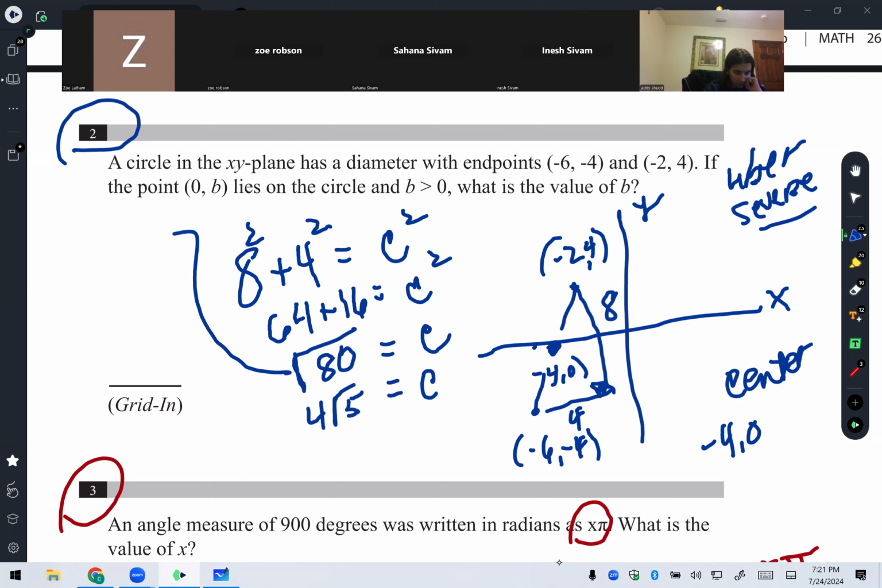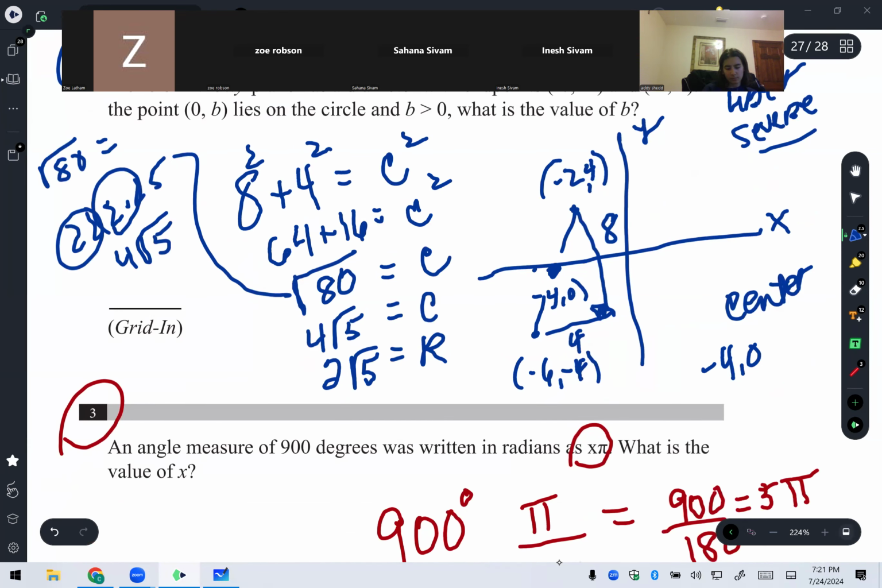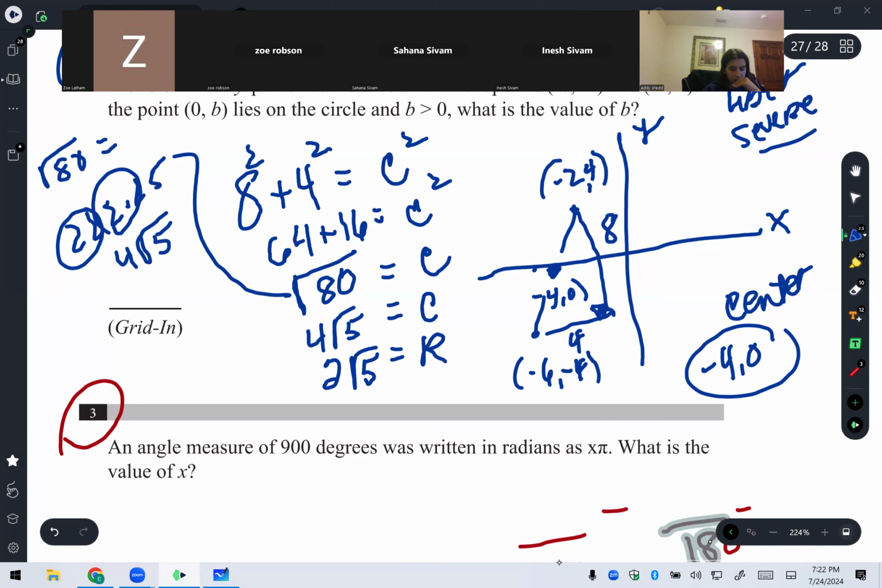This up here. Yeah, that's what I got. And you found the center, right? Yeah, the center is this. So now you have everything you need for the whole formula for the circle. You got the center and you got the radius.